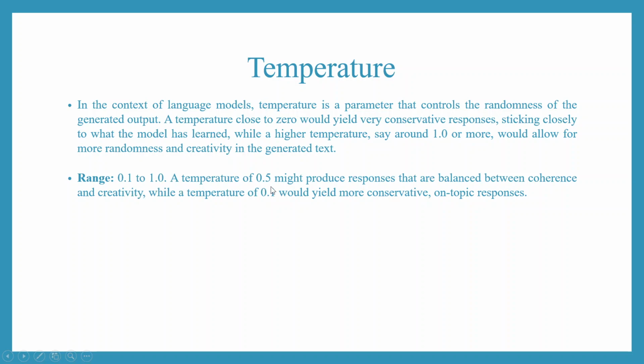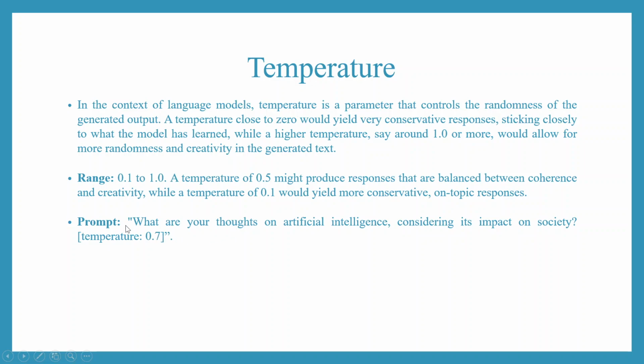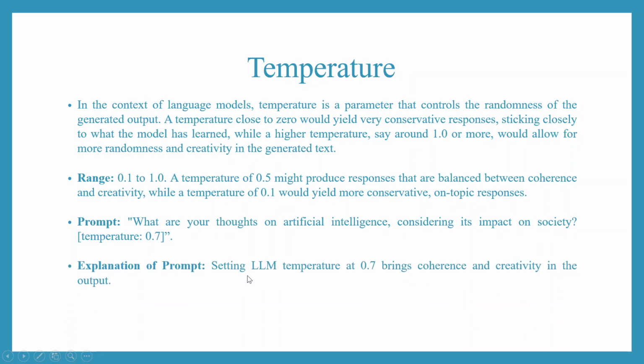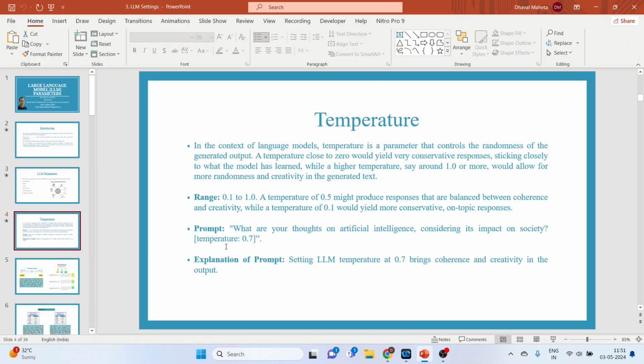A temperature of 0.5 might produce responses that are balanced between coherence and creativity, while a temperature of 0.1 would yield more conservative, on-topic responses. Prompt: what are your thoughts on artificial intelligence considering its impact on society? Temperature 0.7. Explanation of the prompt: setting LLM temperature at 0.7 brings coherence and creativity in the output. Let's copy this prompt and see the output.